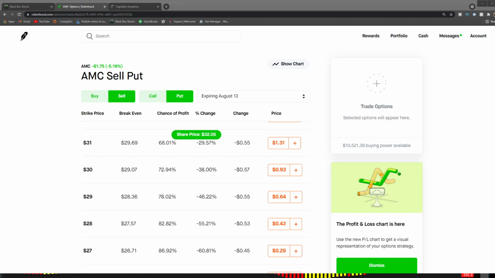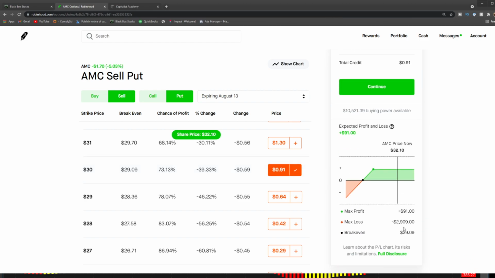Now, the issue with selling a put is that it costs a lot of money because it's the strike price times 100. So in order to sell a $30 put, you're going to have to put up $3,000. So let's say number one, you don't have $3,000, or number two, you don't want to risk $3,000. What you can do is called a put credit spread. And that's really what we're talking about. I know we're 8 minutes in, but it's important that you guys understand all these other aspects before we actually talk about putting on the trade.